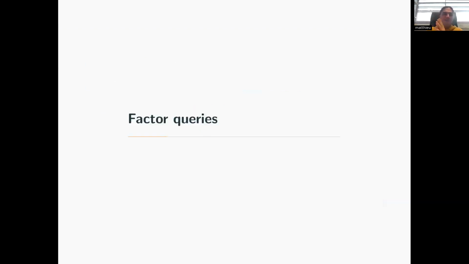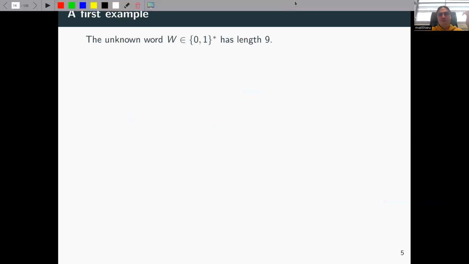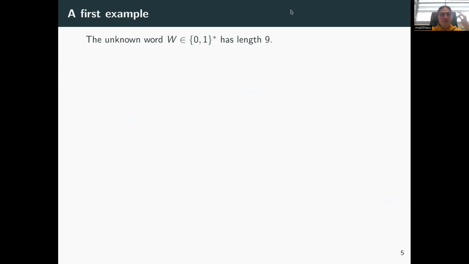So let's start with the queries which deal with factors. Okay, so let's make an example first. Suppose I have this unknown word W, and I know that it has length 9, and I want to try to guess it. So what we can do is we can try to build a long factor of W, and when I have a factor of length 9 of W, then this means that I have W, right?